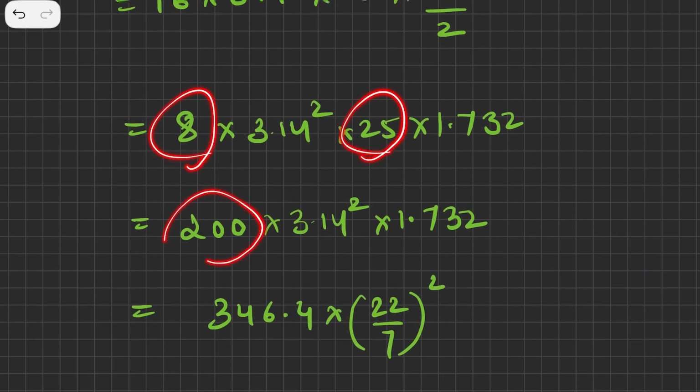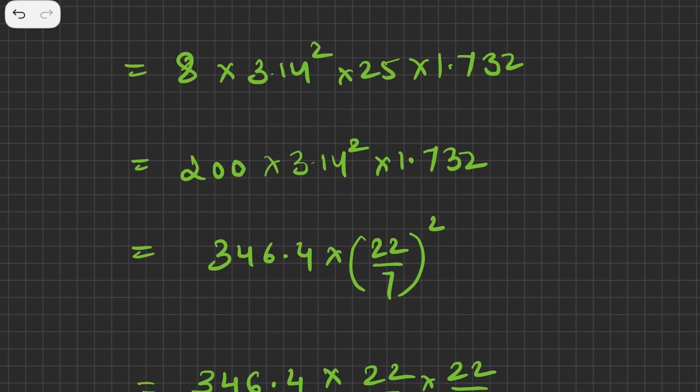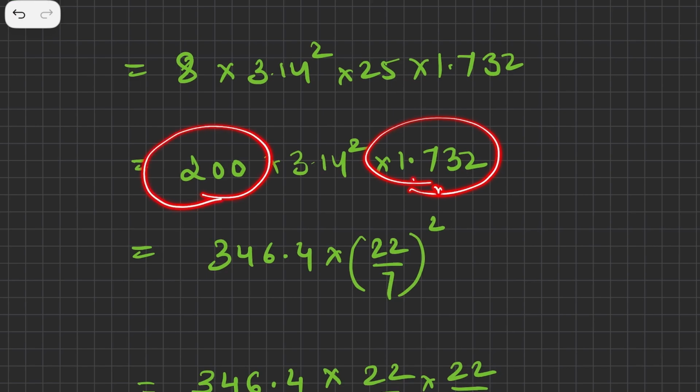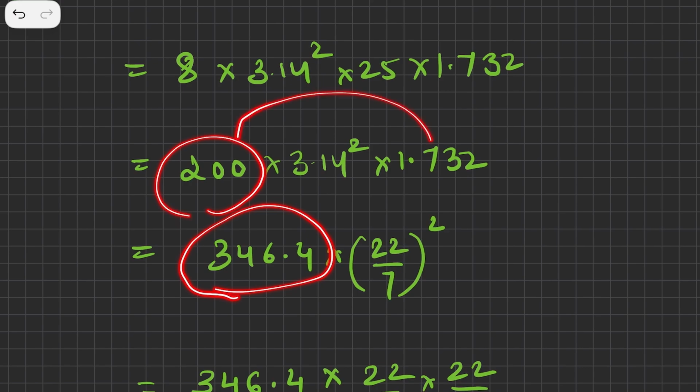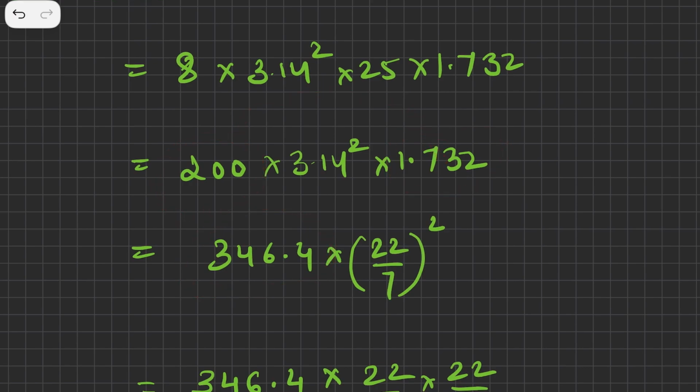25 eights is 200, 3.14 square as it is, and 1.732 as it is. Then I have multiplied these two quantities, just doubling the number and shifting the point to the right side. So I get 346.4 when you multiply these two things. Multiplying 3.14 twice and then multiplying that by this number may be difficult. So I just replace 3.14 by 22 by 7.